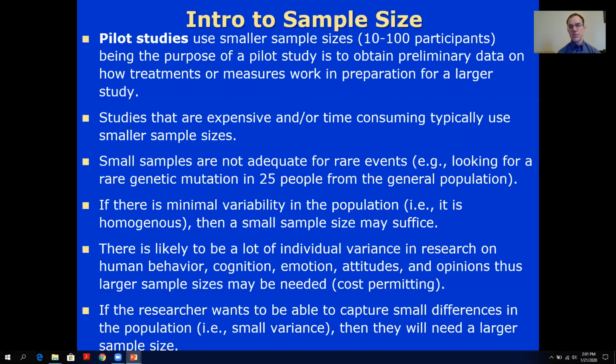So these are just some of the examples that we went through, that you have to weigh the pros and the cons of the type of sample size in determining the type of research question that you're trying to answer.